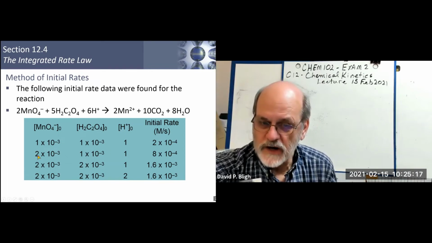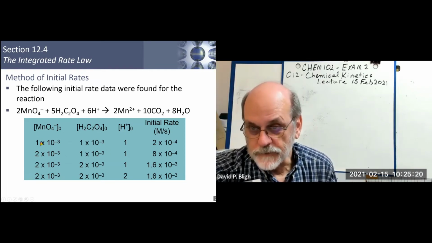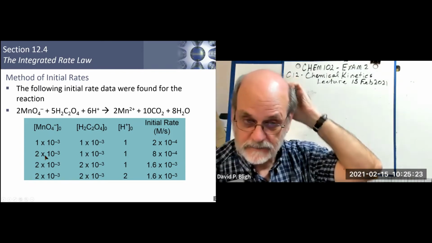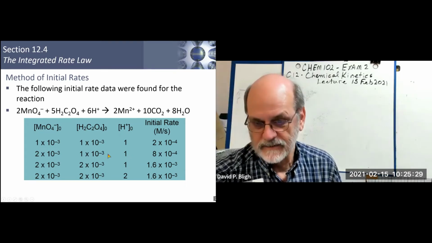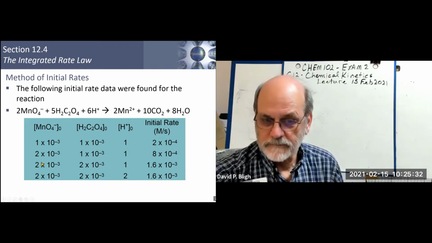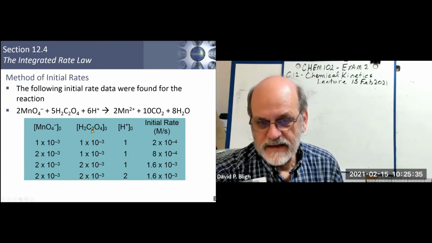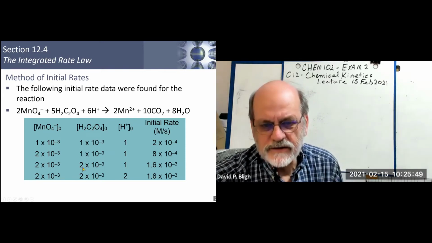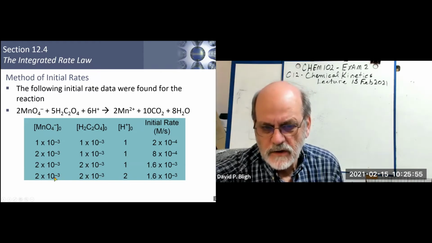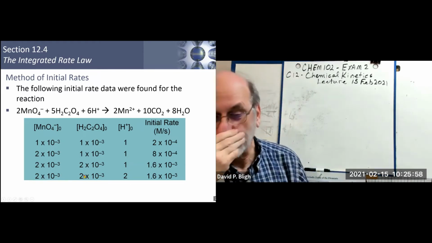So we changed the concentration. Notice from the first one to the second one, we only changed manganate. Right? The oxalic acid and the proton concentration stay the same. For the third one, we make these two equal. Well, we've changed these two and kept this one constant. And then we changed the hydrogen ion concentration, and we keep these two where they were for the third one. Now, what does that mean?